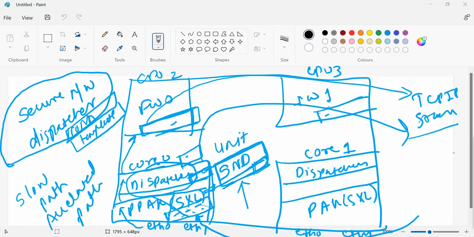So are we clear on slow path and accelerated path? Right? Now on this same diagram, I want to talk about the medium path. Some traffic which needs to be processed. Anyone got disconnected? No, I'm here. All okay, right? Yeah. So now I'm talking about the medium path.